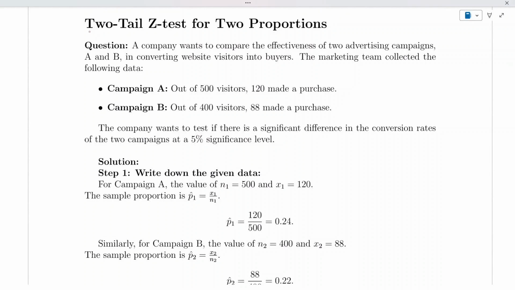Today we'll solve a real-life example of a two-tailed z-test for two proportions. Let's dive into the question.